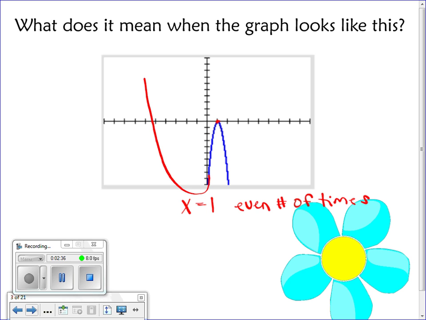Wait, so like... Yeah, if it just touches it and comes back, it's an even number of times. So if it's at the origin, then it's like it touches once. Like this one? Yeah, like that. If it just comes up and bounces off of it, it shows up twice or 4 times. Okay, good. Yeah.